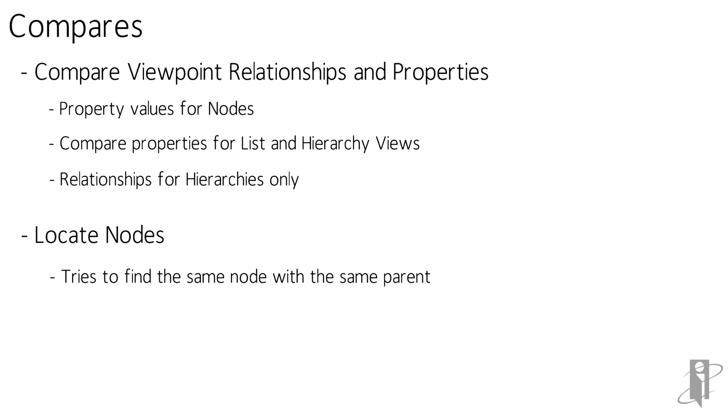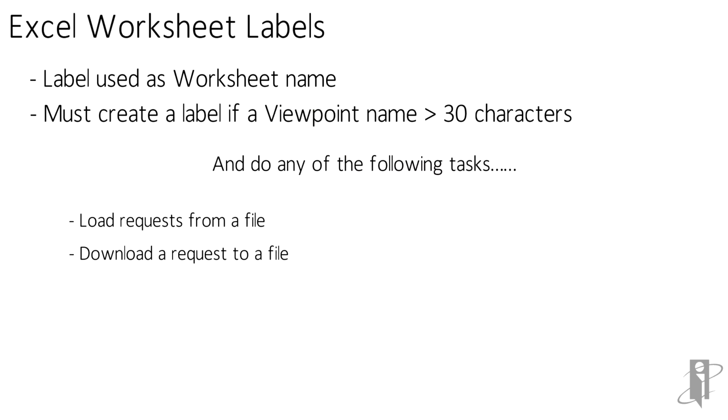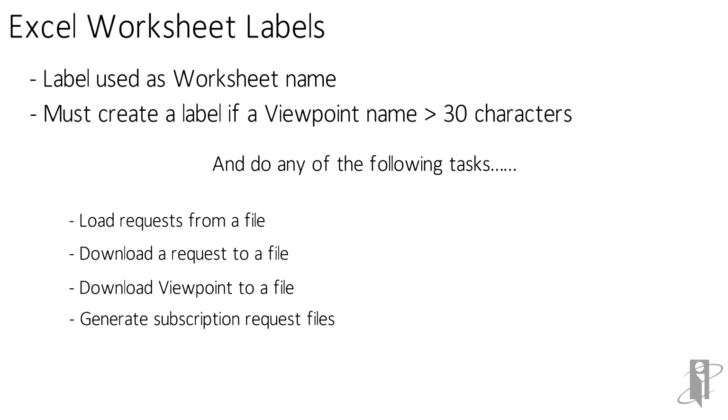You can now create a label that becomes the worksheet name for an Excel file. This enables smoother uploads and downloads of Excel worksheets. There are cases where you must use labels. If you are loading or downloading requests from a file and your viewpoint name is greater than 30 characters long, then you must use labels. When you download a viewpoint to a file, or are generating subscription request files, you must also use a label if your viewpoint name is greater than 30 characters.